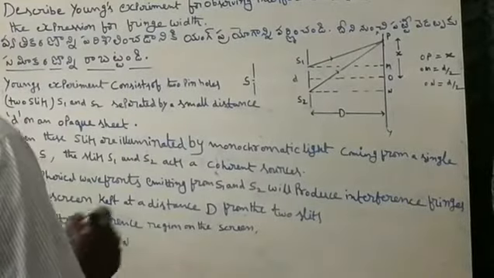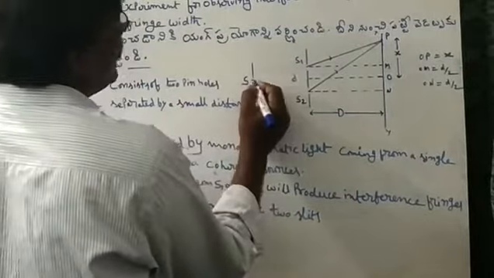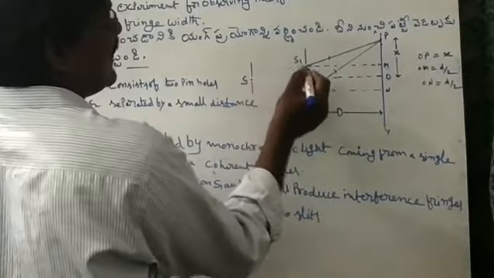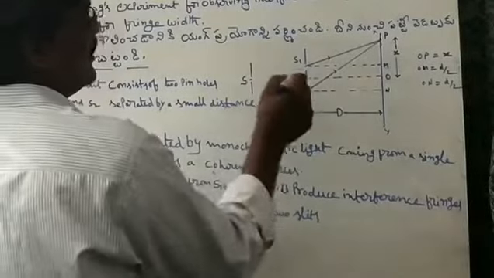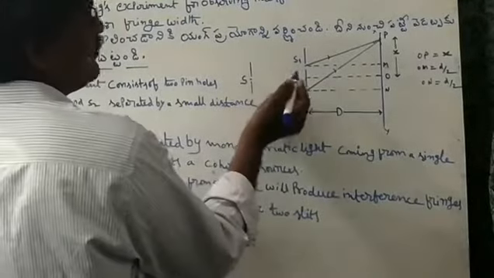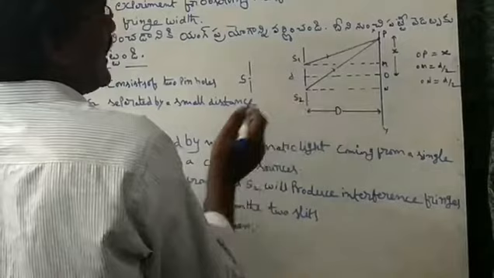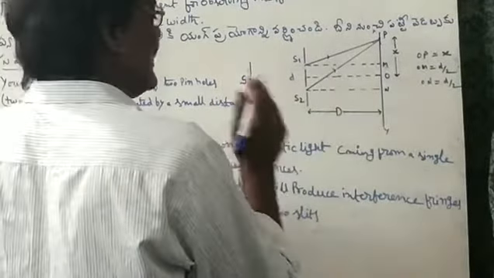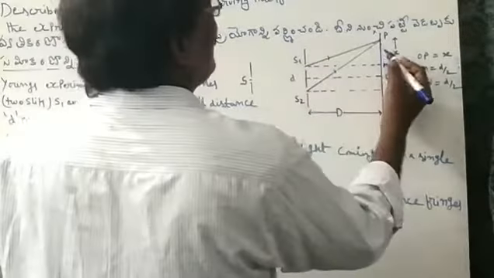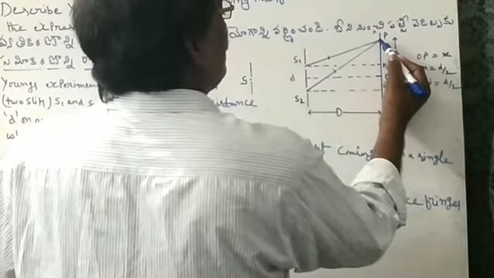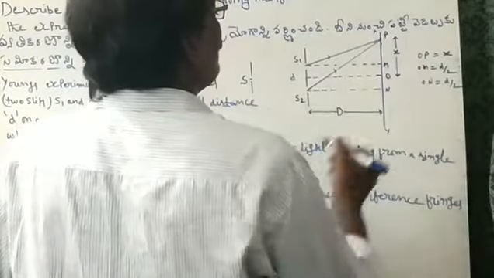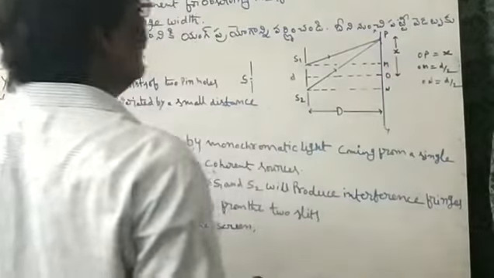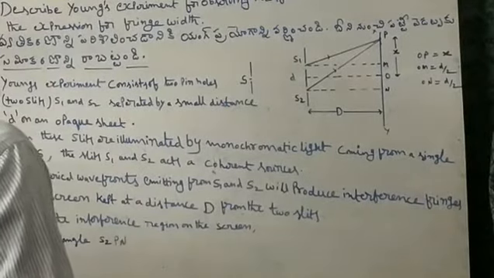First of all, monochromatic light coming from slit S is incident on the two slits S1 and S2. According to Huygens principle, the two slits act as secondary sources. They emit secondary wavelets. These wavelets interfere, that means superimpose at P on the screen. That's why an interference pattern is formed on the screen, placed at a distance capital D from the slits.